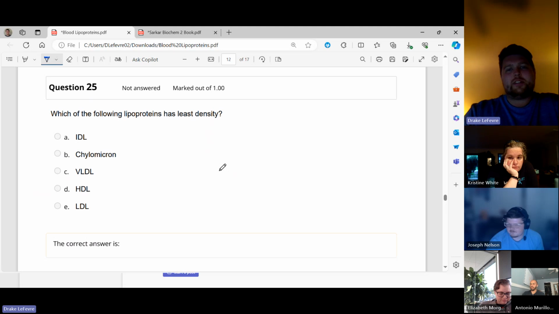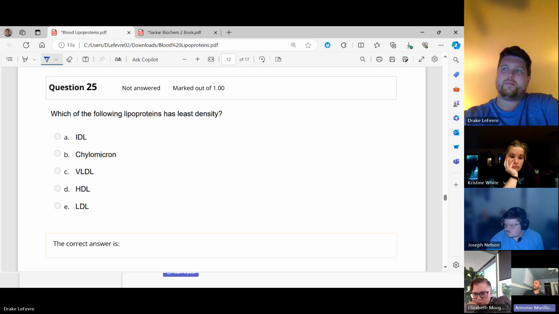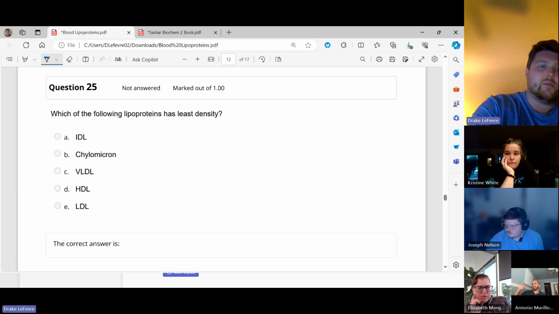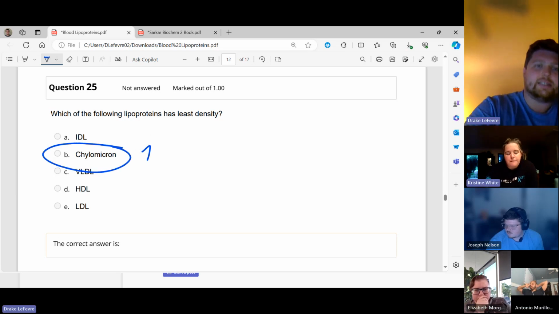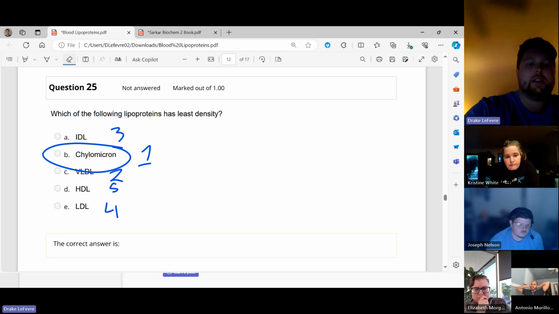Which of the following lipoproteins has the least density? VLDL. Right. Chylomicron, wouldn't it be? Yeah, chylomicron is number 1. That's our least density. Second is VLDL, then IDL, then LDL, then HDL for density.